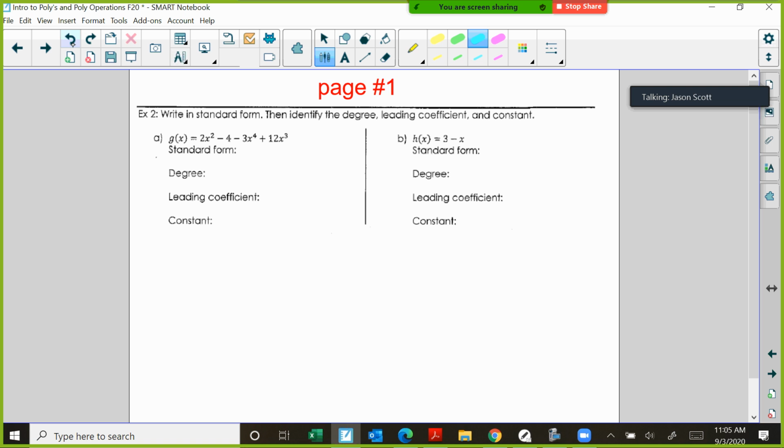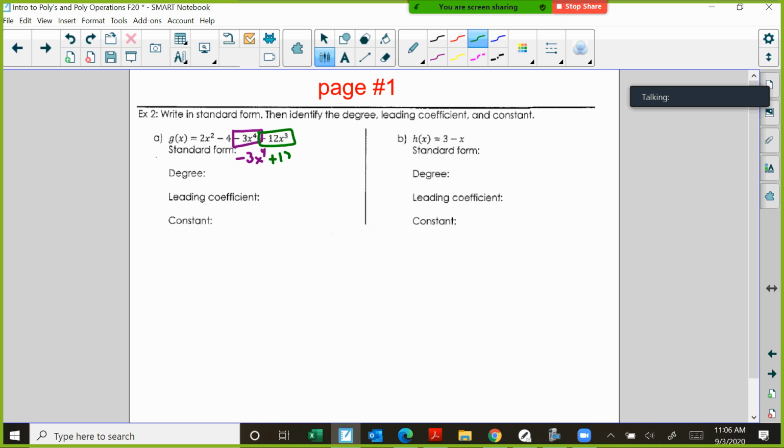So with standard form, we take the highest exponent and the coefficient that is with it. That entire term gets put in the front of the problem. So negative 3x to the 4th will be the first thing in the problem. And then we look for the next highest exponent. The next highest exponent is going to be this plus 12x to the 3rd.